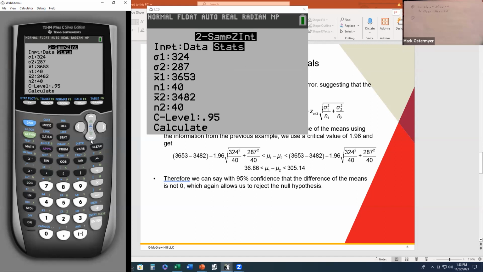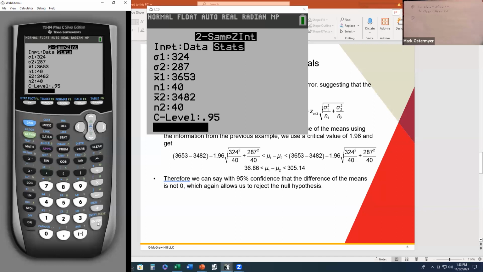Of course, we have stats already provided for us. Hey, look what happened here. This is interesting. Because we conducted the two sample z test, we entered all the information in and transferred it right over into the two sample z-int function. Isn't that cool? We don't have to retype all this stuff in. Well, that's a time saver. And our level of confidence is 0.95, 95% level of confidence, and calculate.